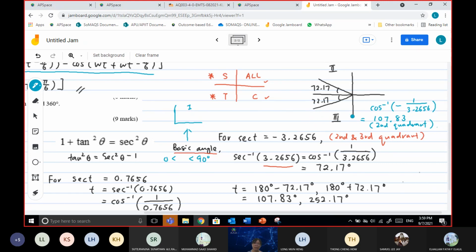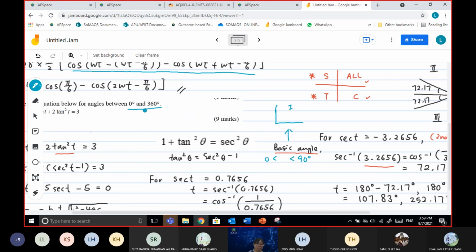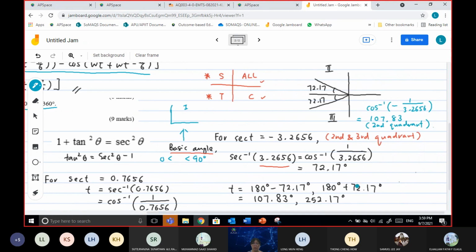But my question required all possible angles between 0 and 360. So for the secant that is negative, it can be in the second and also the third quadrant. There are two possibilities, but the calculator actually gives you only one answer, in the second quadrant. So if you were only asked to find the answer in the second quadrant, you could include the negative sign and get 107.83.